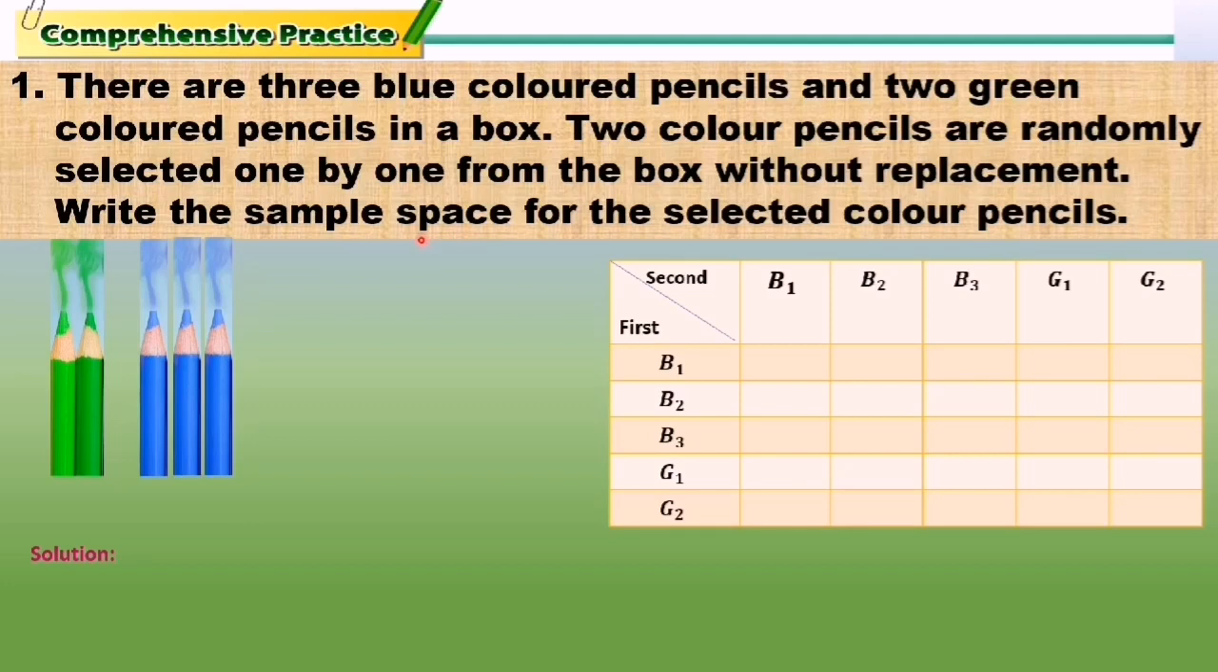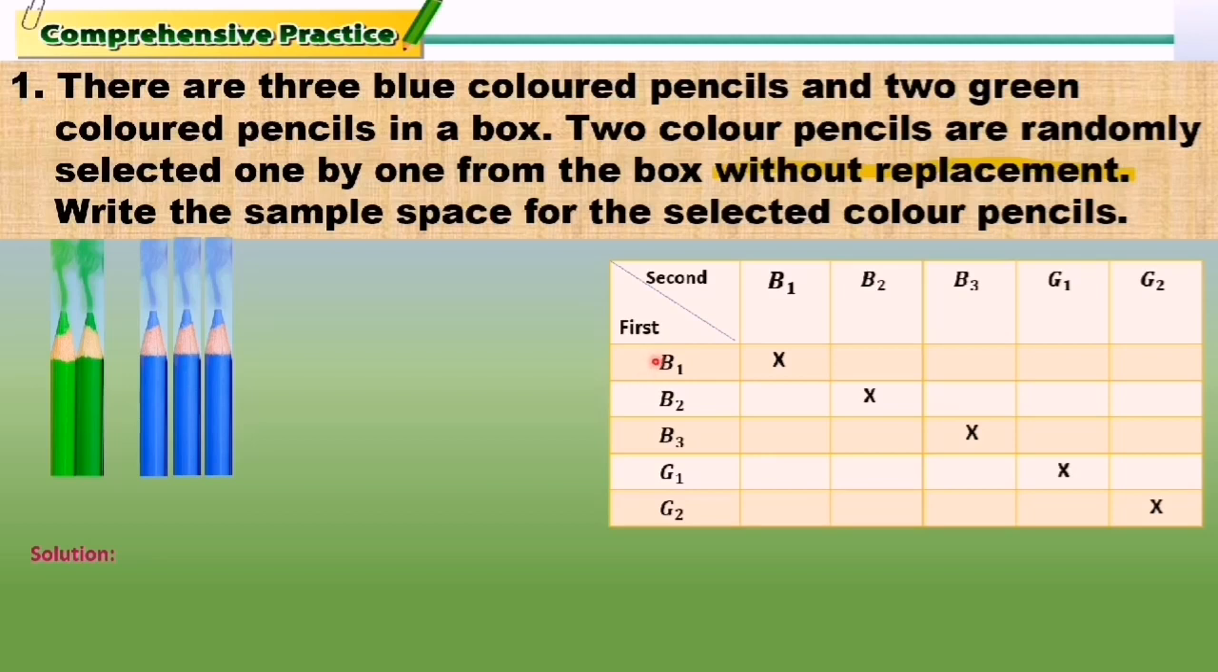To answer this question, if the question asks you to list out all the possible sample space, normally I will draw a table like this. Okay, now we look at the question. Here we have the keyword without replacement. Without replacement means if first color pencil I got is B1, I cannot get second color pencil B1 from the box. So I cross it out, same as B2, B2, B3, B3, G1, G1, and G2, G2.